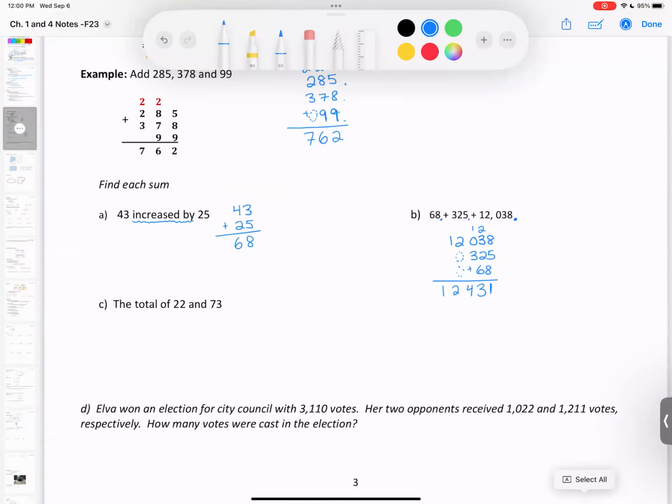Okay. And last one, the total. So here's another word that's going to tell you we're talking about addition. The total of 22 and 73. So go ahead, pause this video and see if you can do this one on your own.